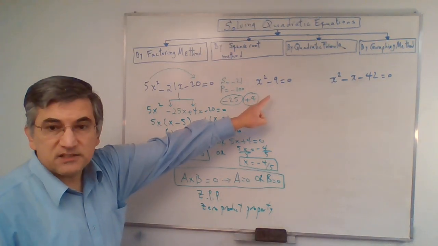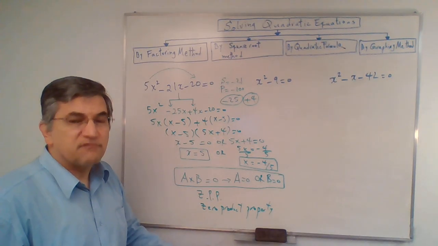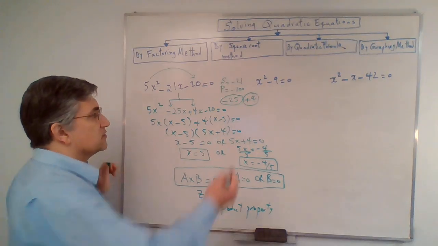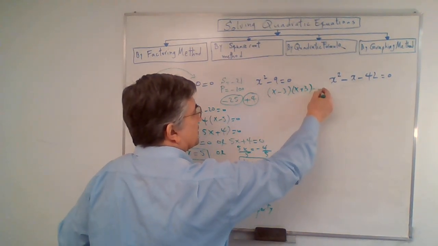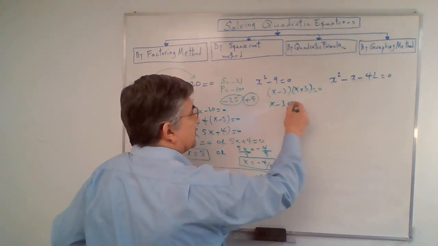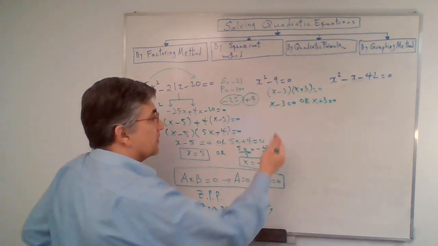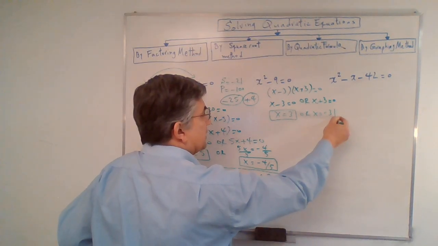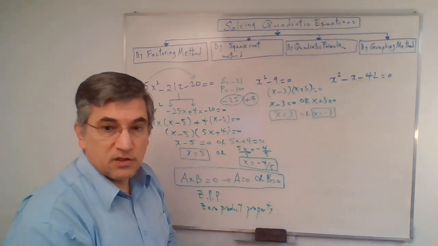Next one, it says x squared minus 9 equals 0. It's a very famous equation because you can use the famous difference of squares technique of factoring. So the way I factor this is x minus 3 times x plus 3, set equal to 0. According to zero product property, either x minus 3 is 0 or x plus 3 equals 0, clearly. So I get x equals 3 or x equals negative 3. Okay? So there are two roots for this quadratic equation.